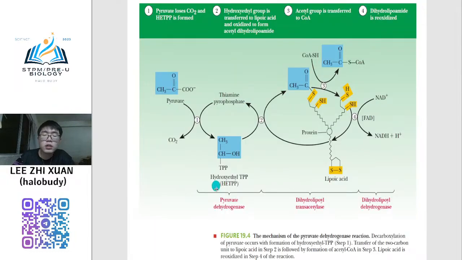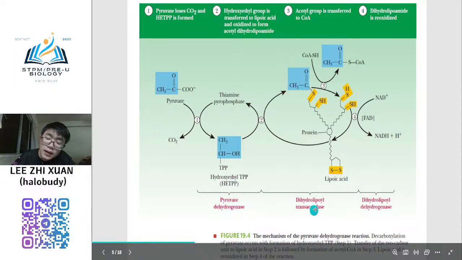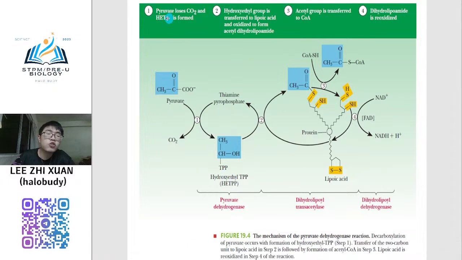So there are a total of three types of enzyme that will be used: pyruvate dehydrogenase, dihydrolipoic acetylase, and dihydrolipoic dehydrogenase. The first reaction is that pyruvate will lose carbon dioxide and HETTP is formed. You will see here HETTP is this structure, hydroxyl ethyl TPP.